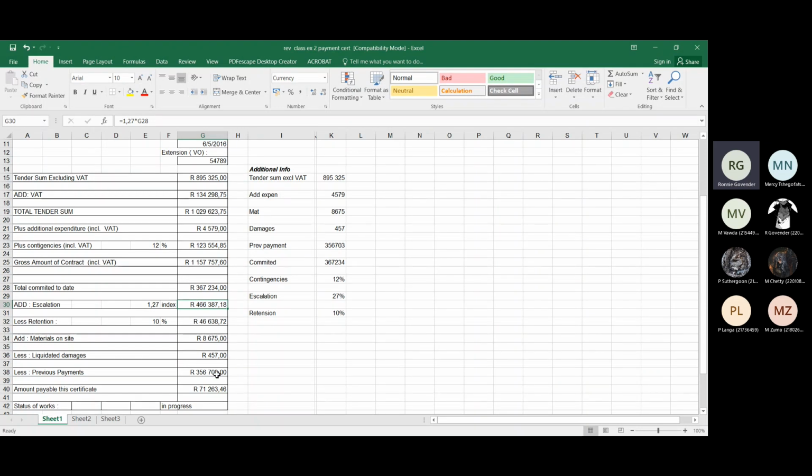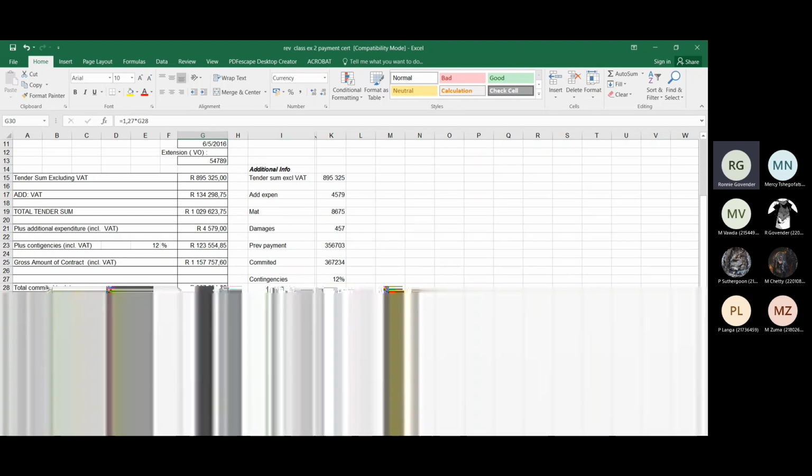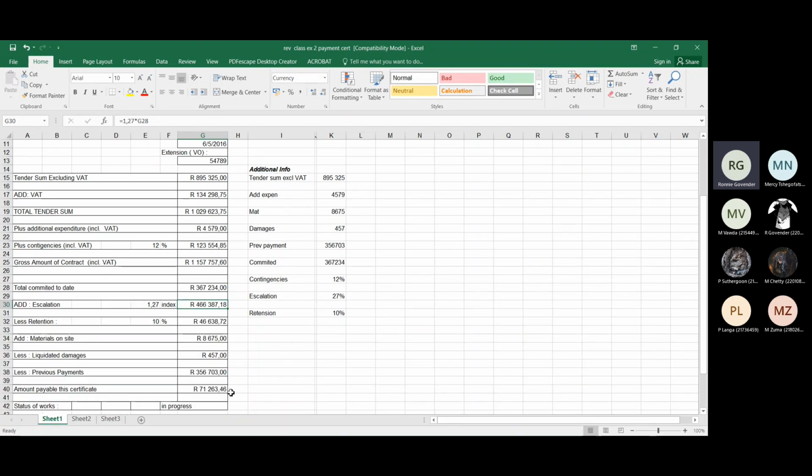And I take away any previous payments that he got, which amounts to 356,703 rand. You'll notice that he's going to get paid on this certificate 71,263 rand and 46 cents. That's how much he's going to get paid on this payment certificate. And normally you'll put the status of work. In this case, it's in progress.